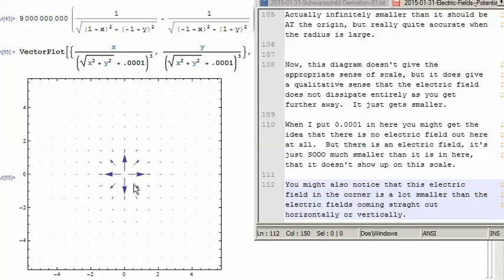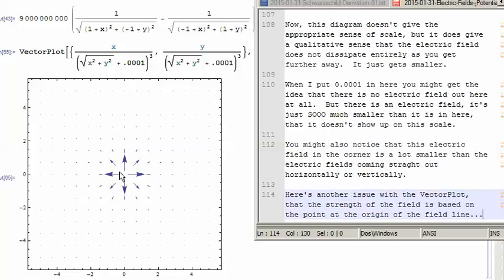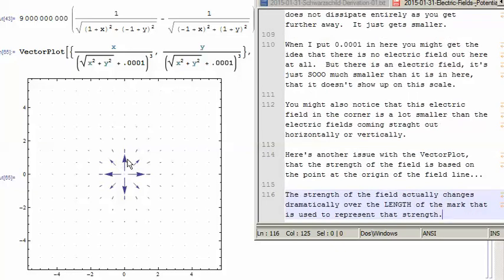You might also notice that these electric fields coming out diagonally are a lot smaller than the electric fields coming out horizontally or vertically. Here's another issue with the vector plot: the strength of the field line is based on the point at the origin, at the back end of the field line. So the back end of this field line is quite a bit closer to the center than the back end of this field line. So the strength of the electric field actually changes dramatically over the length of the mark that is used to represent that strength.